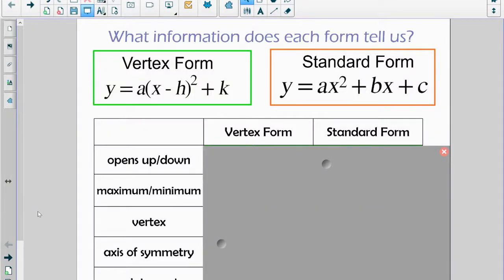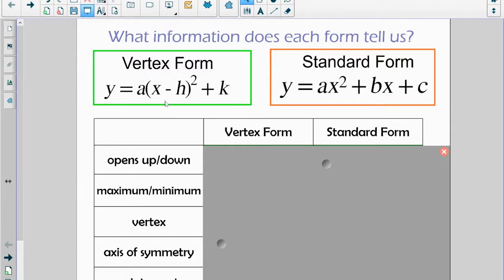All right, today's lesson, we're going to take a look at vertex form and standard form. We're going to start with the equations in vertex form, which we've just talked about in the last two lessons, and we are going to convert that, or change it, into standard form. So just looking at some differences between the two.